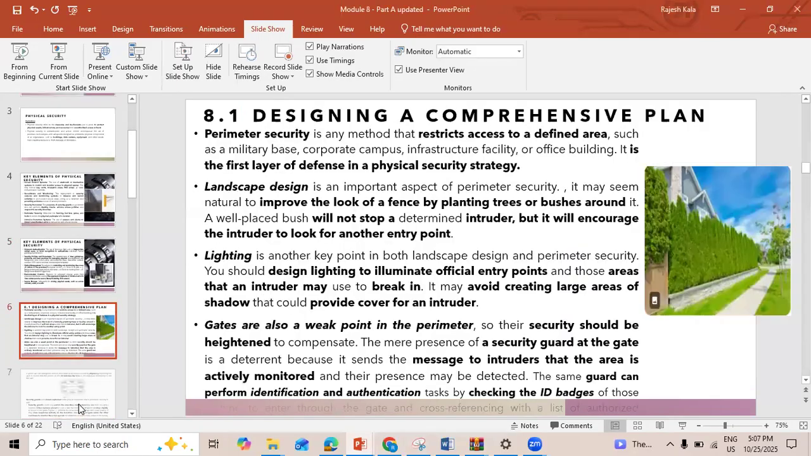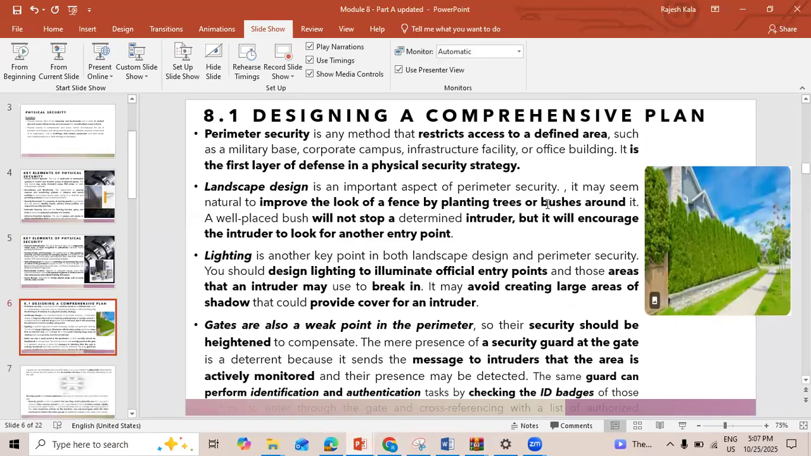Then designing a comprehensive plan. Whenever I am going to design a security plan, a physical security plan for my company, what are the things I have to focus on? So, perimeter security. You have to secure the premises. I told you, secure the premises. If any security attack is going to happen or happens, that particular area should be secured.